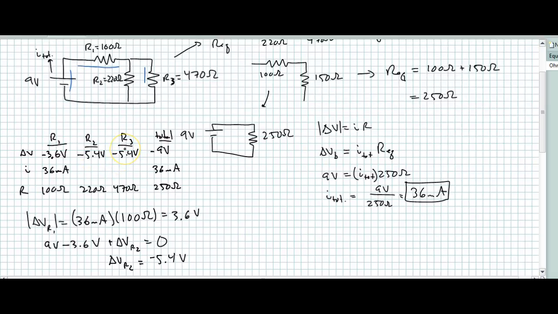Now I'm in good shape here with Ohm's law. So absolute value of delta V is IR. I is absolute value of delta V over R. If I apply this to R2, then that's 5.4 volts over 220 ohms. If I apply that to R3, that's 5.4 volts over 470 ohms. So for R2, that means 24.5 milliamps. And for R3, that would be 11.5 milliamps.